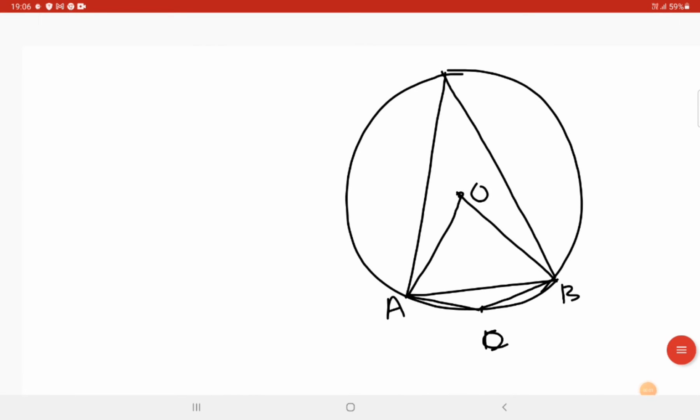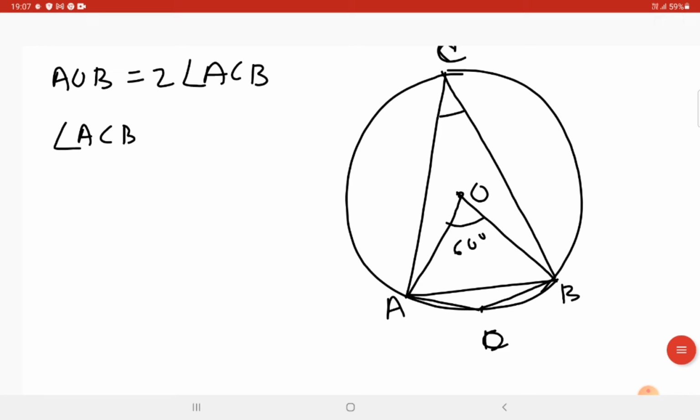So we know angle AOB is 60 degree. Angle ACB will be half of this 60 because AOB is equal to 2 times angle ACB by theorem. So angle ACB will be half of angle AOB. That means half of 60 degree, that is equal to 30 degree. So this angle is 30 degree.